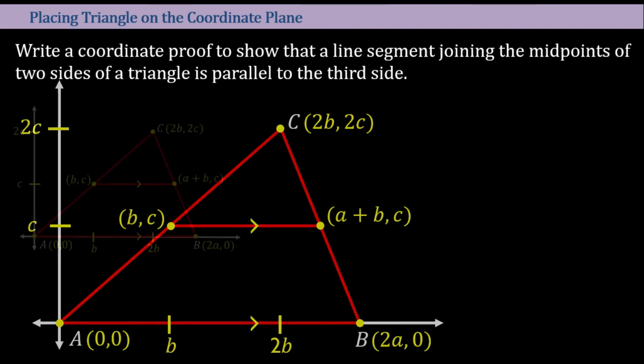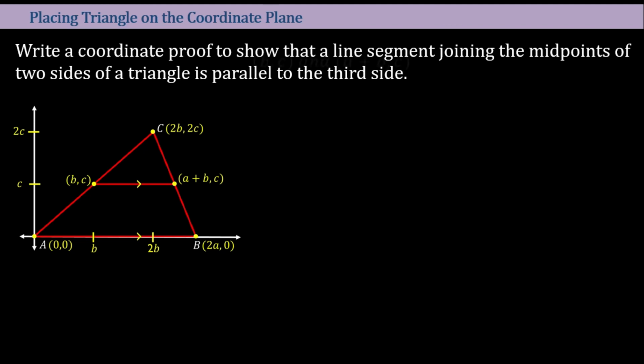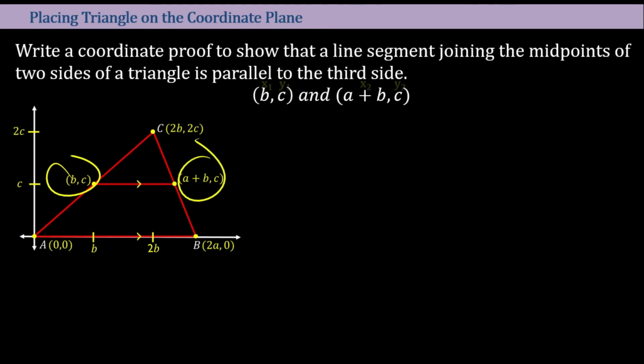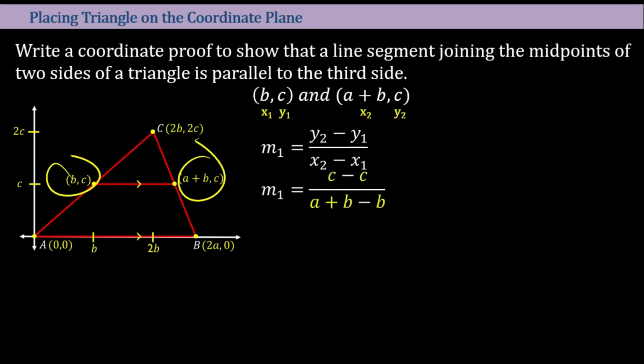Okay, now let's prove if this is parallel. To prove that this is parallel, all we need to do is to use the slope formula. Let's compare this segment to this side. This is the slope formula. Y sub 2 minus y sub 1 is c minus c, and x sub 2 minus x sub 1 is a plus b minus b. That gives us 0 over a, so slope 1 is 0.